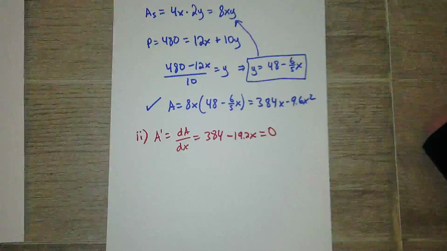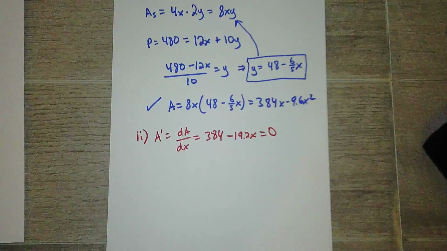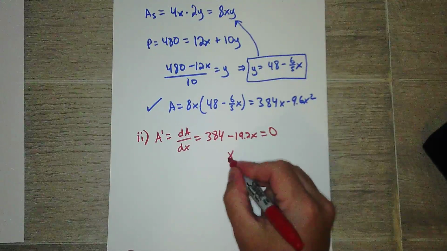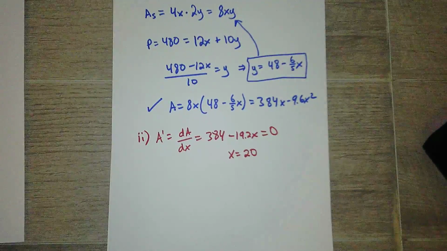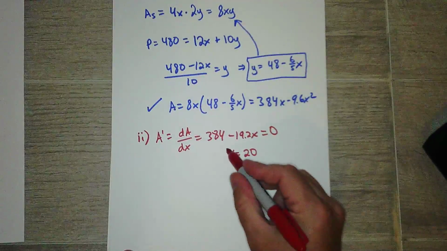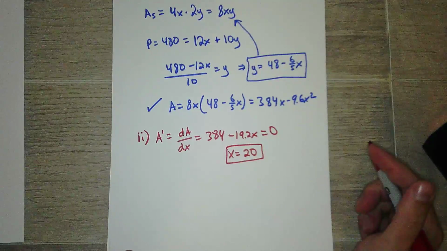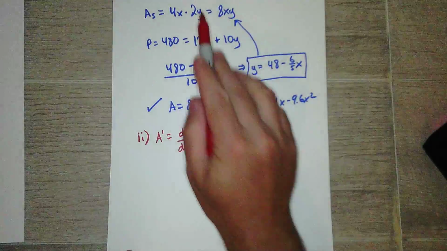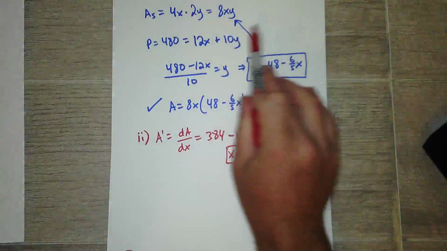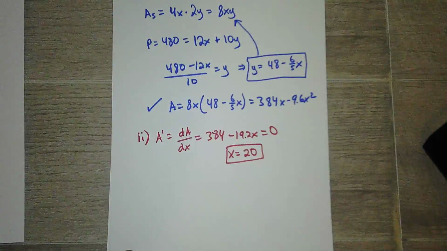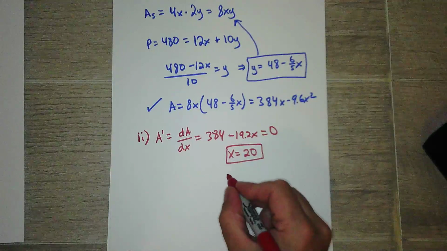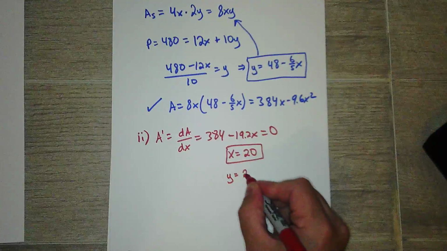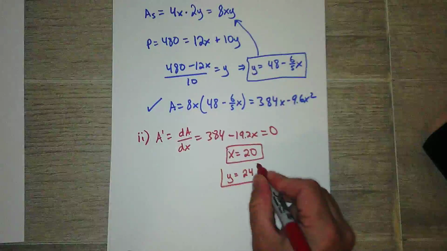Okay, it's a stationary point, so we set that equal to 0. And we solve this for x, and you'll get x is equal to 20. Okay, roughly 20. Take that x. Now how do we get y? We take that x and we plug it back into the equation here. Okay, so we will get y is equal to 24.